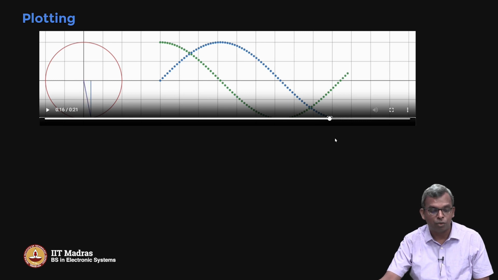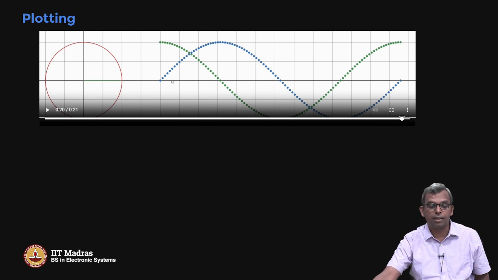Okay, and then you further keep increasing. You go all the way up to 2 pi. At 2 pi, you see sine has become 0 again, and cos has become 1 again. So this is considered one full cycle of the sine wave and one full cycle of the cos wave. Okay, this is how we describe it.